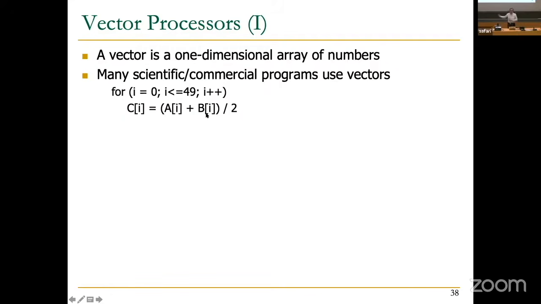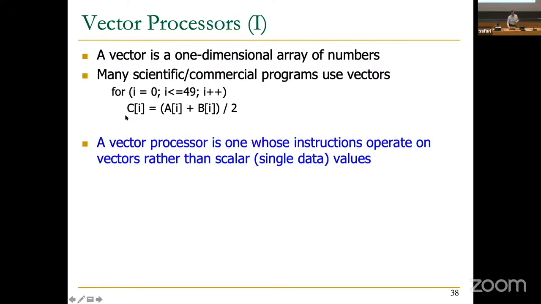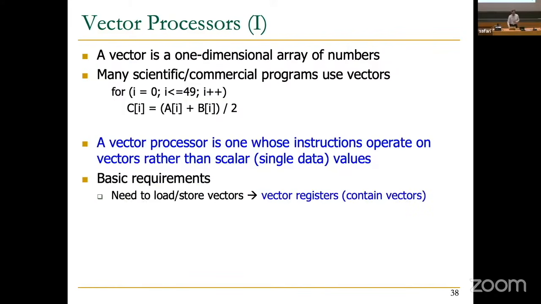At least you're working on 50 elements at a time and storing the average into the C vector. So a vector processor is one whose instructions operate on vectors rather than scalar values. So you take vector registers, essentially. So there are some basic requirements for this. Let's define these. Clearly, vector registers. That's why that was important to define even before I defined array processors and vector processors. You need to load and store vectors. You need vector registers. And these clearly contain vectors.